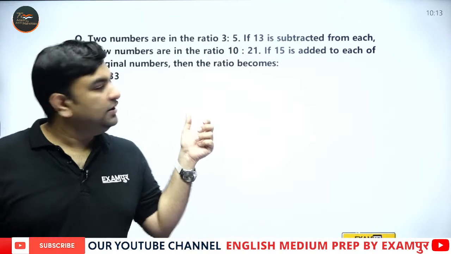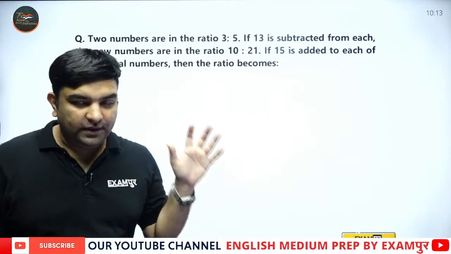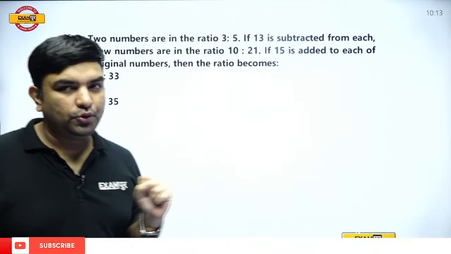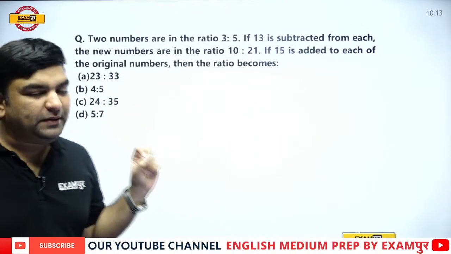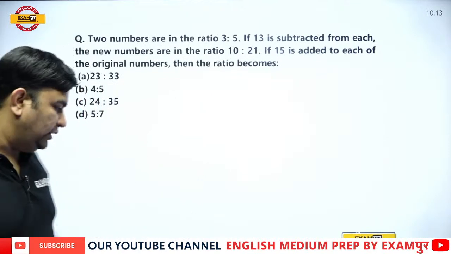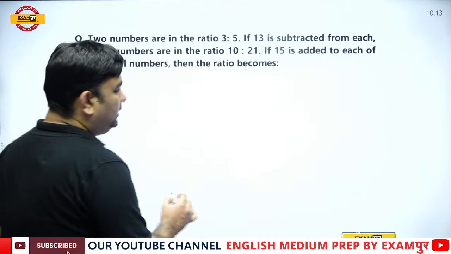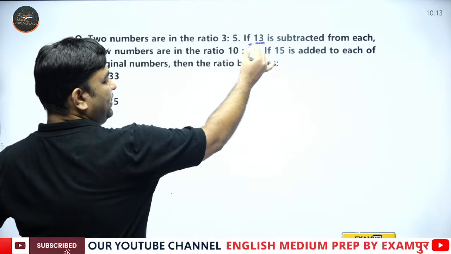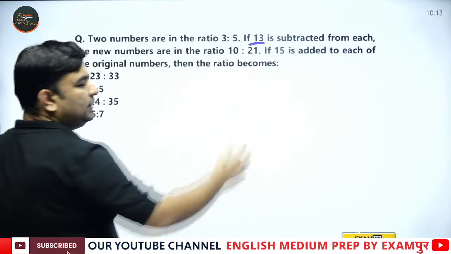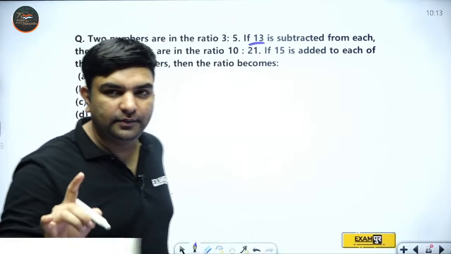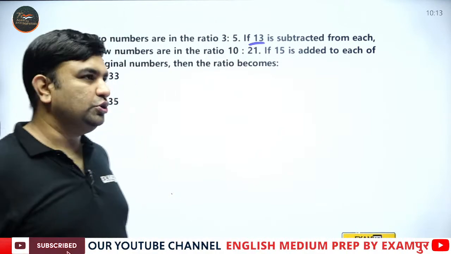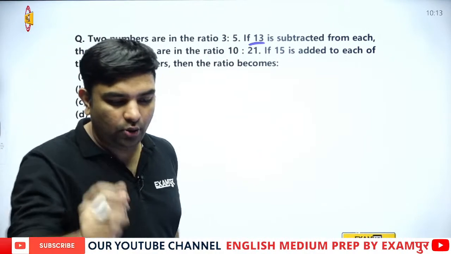Two numbers are in the ratio 3:5. If 13 is subtracted from each, the new ratio will become 10:21. If 15 would be added to each, what would be the new ratio? Guys, whenever you are subtracting the same number, that question can be done directly by the ratio only. Let me tell you how.